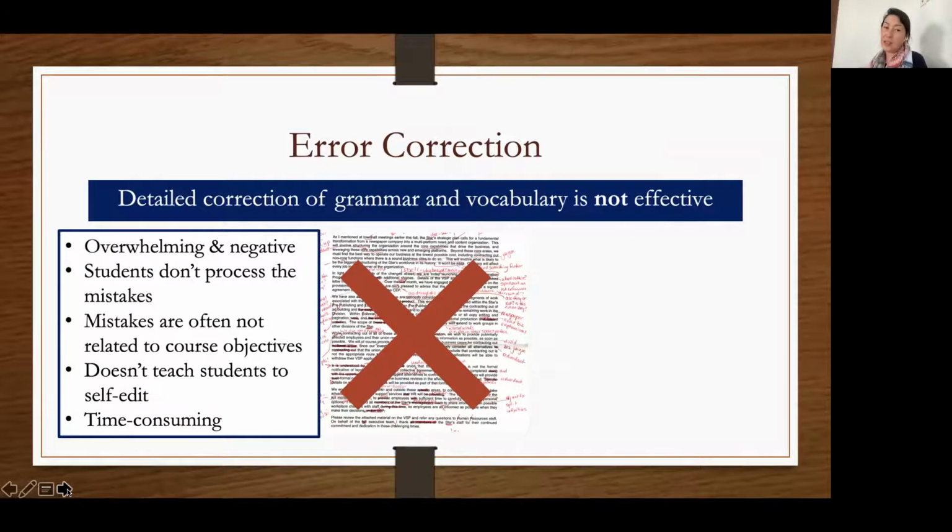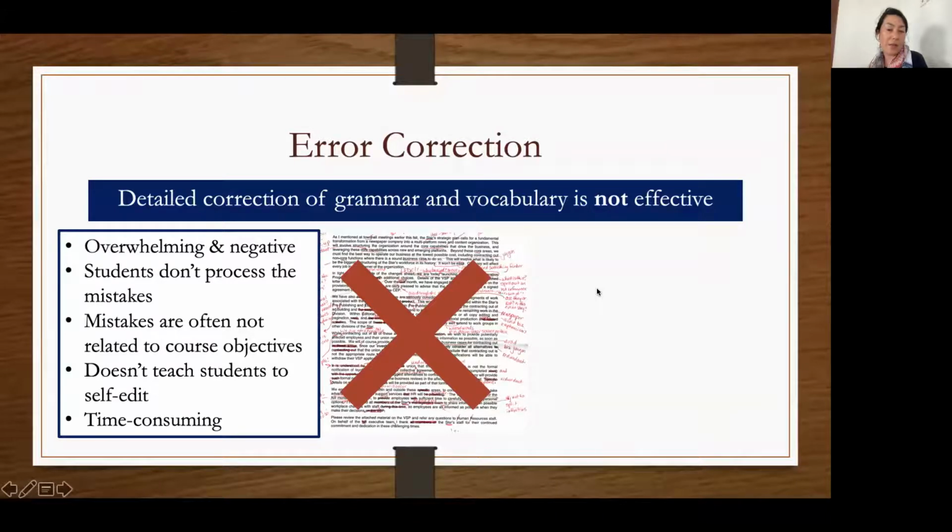Also, with this many mistakes, students don't process them. They don't learn from all of these corrections. They don't even really notice all of these corrections. Often also the mistakes or errors they're making are not related to the course objectives. And so we're asking them about things that aren't necessarily related to the class. Yes, Seth, I definitely agree with you.